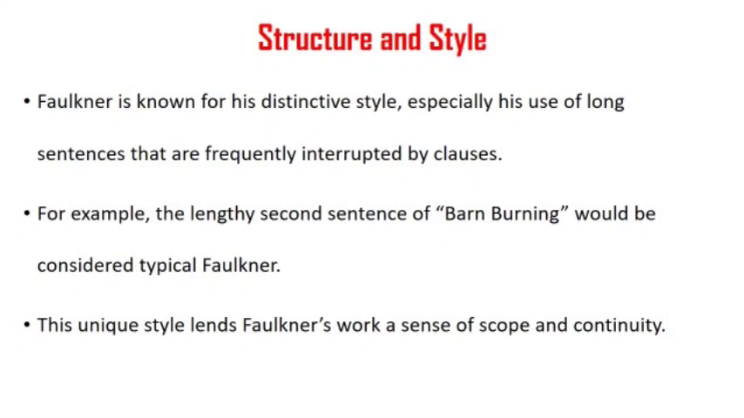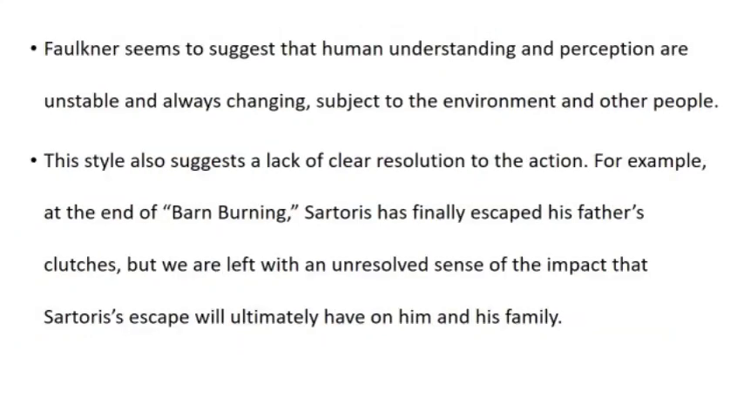Faulkner is known for his distinctive style, especially his use of long sentences that are frequently interrupted by clauses. For example, the lengthy second sentence of Barn Burning would be considered typical Faulkner. This unique style lends Faulkner's work a sense of scope and continuity. Faulkner seems to suggest that human understanding and perception are unstable and always changing, subject to the environment and other people. This style also suggests a lack of clear resolution to the action.